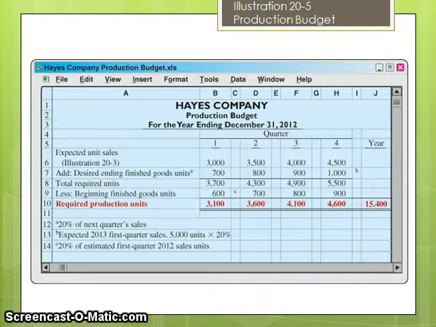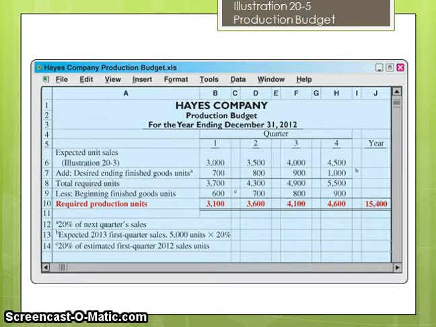Okay. Now, there's a way that you can figure out how you would want finished inventory. For instance, I've got a little key here. We estimate 20% of next quarter sales, and that's what we want to keep in ending inventory. So I'm expecting 3,500 in sales in the second quarter, so I want to keep 20% of that as ending inventory in the first quarter. So there's ways companies have to figure that out. They're not just arbitrary figures.